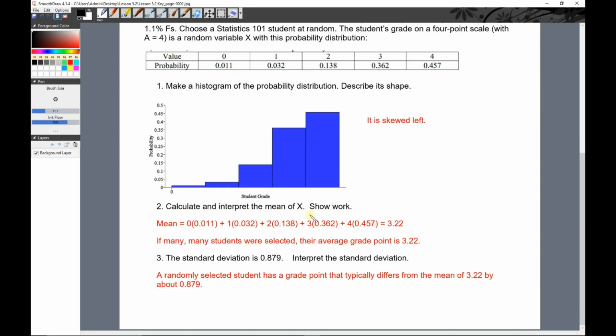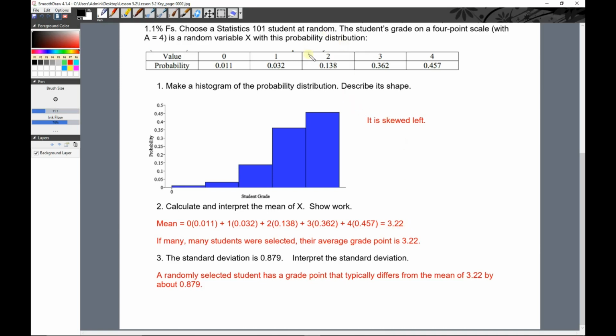All right, and it says show work, so they don't want us to do it using technology. Remember how I taught you to do it. The mean is this value times its probability plus this value times its probability plus this value times its probability all the way to the end. So see it written out like this? So the average is 3.22.